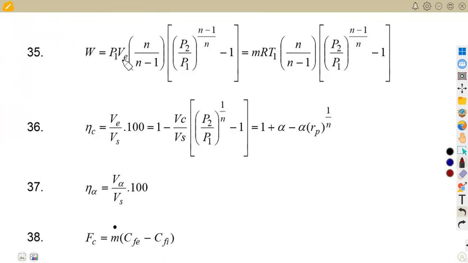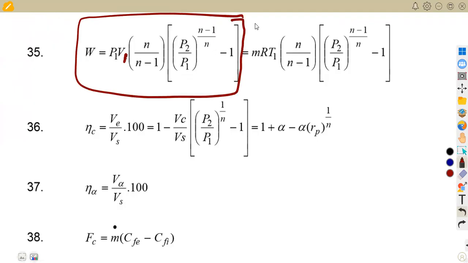So meaning to say, if this is P1, we're going to use V1. All right, so we're going to use P1, V1, which is equal to this whole part. So we are going to use this formula in terms of MRT, because we have the mass there. Remember, the mass, we have it. So you can use this one also, which is one and the same. Or we can use the first one.